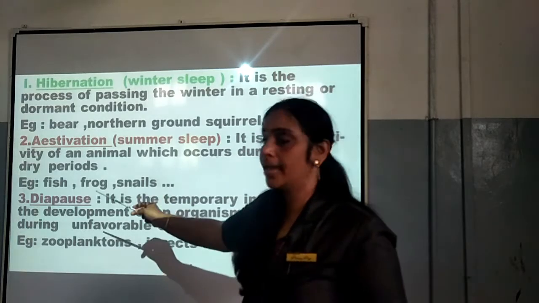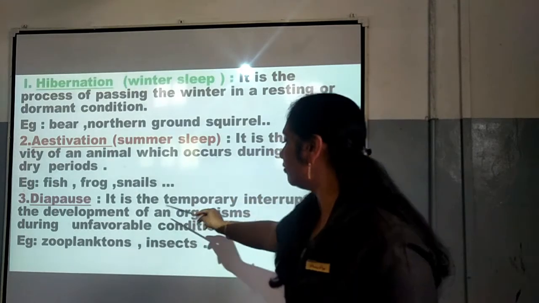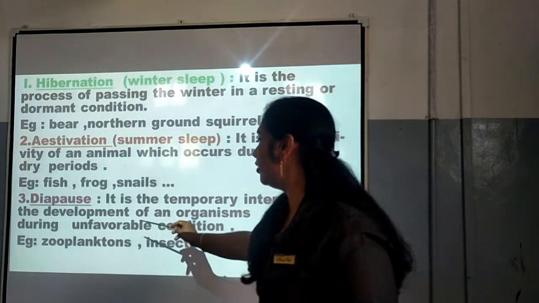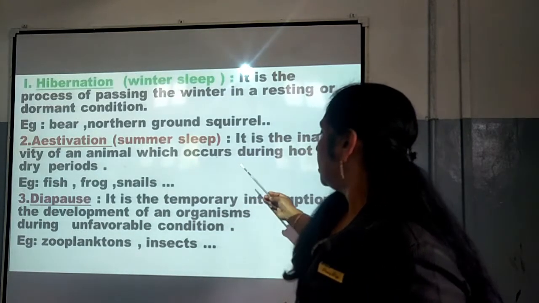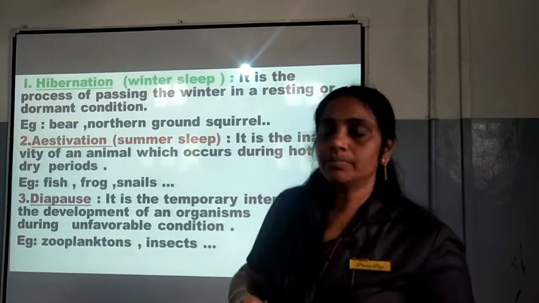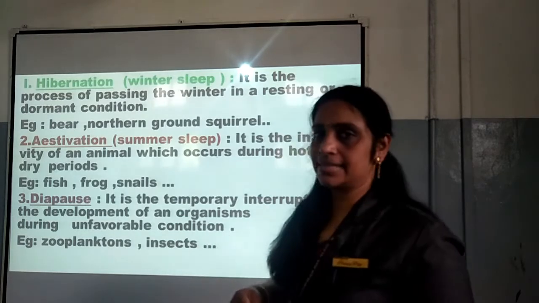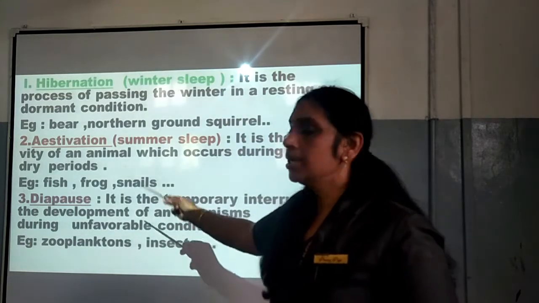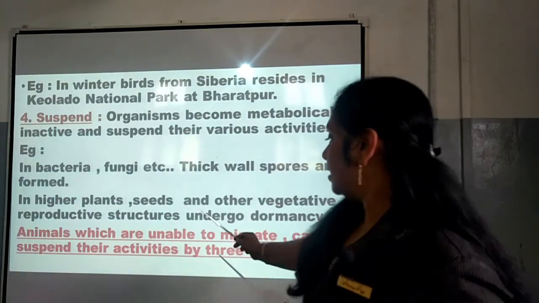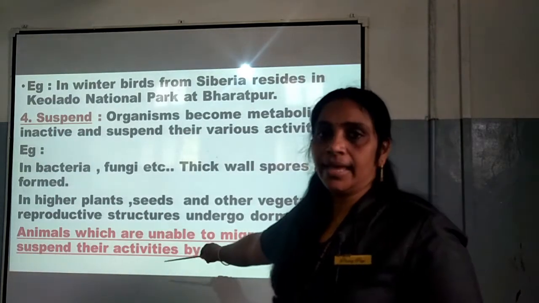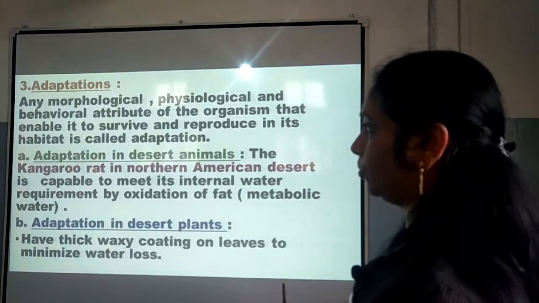Number 3 is diapause. It is the temporary interruption in the development of an organism during unfavorable condition. When the unfavorable condition comes, what happens? A temporary interruption will be developed by the organism. Example, zooplankton, insects, etc. So, these are the 3 methods through which the animals are able to suspend their activity: hibernation, aestivation and diapause.